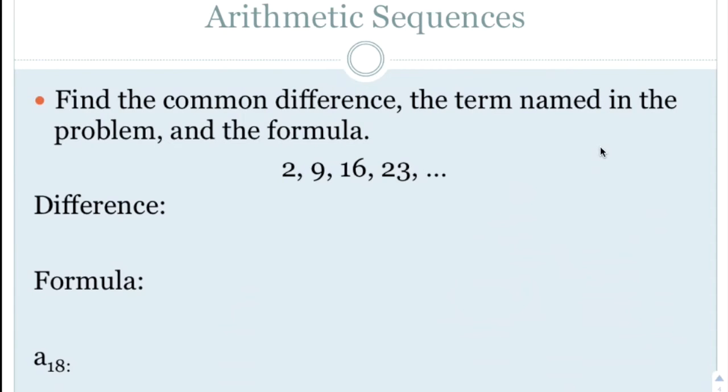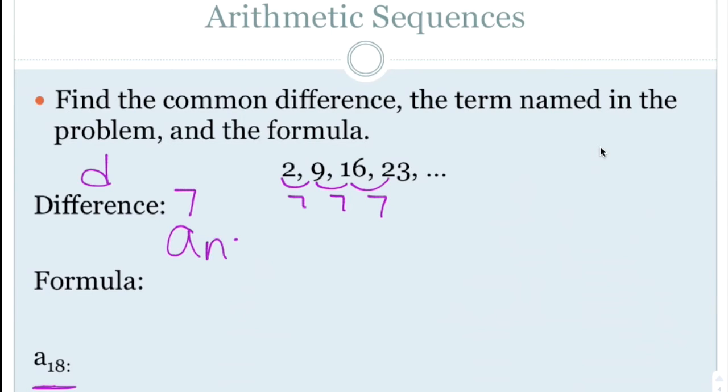On this sequence, we have 2, 9, 16, and 23. If you look here, the difference between each one, we're going up 7. So our difference here is positive 7. This is going to be d in your formula. We are finding on this problem the 18th term. So here's how you're going to set up your formula.